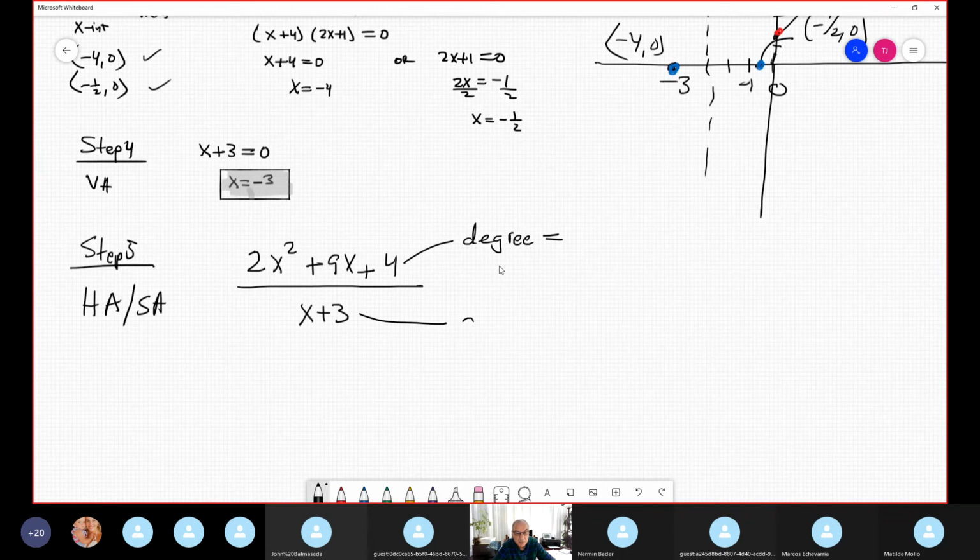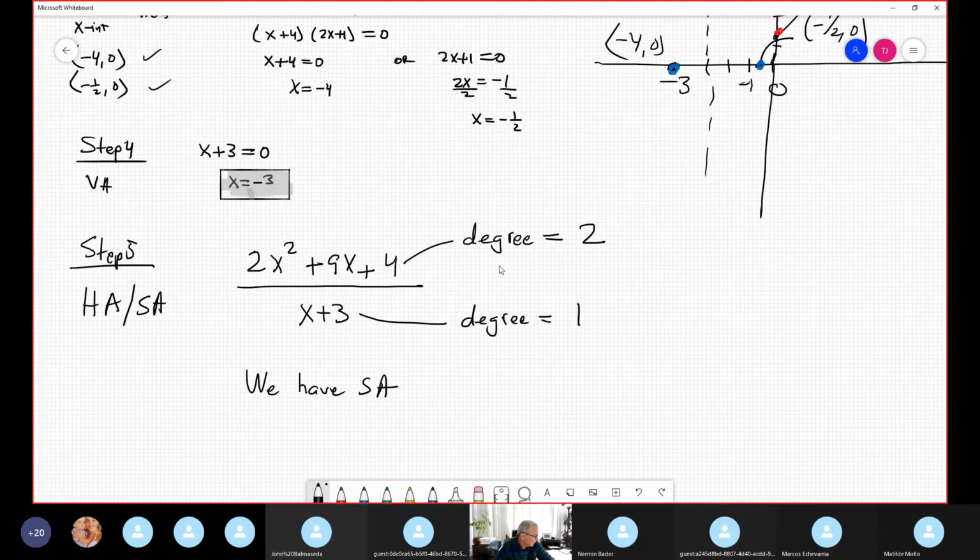What is the degree of the polynomial on the bottom? This is the key idea to understand this. Degree 2, degree 1. When the degree of the top is bigger than the degree of the bottom by one, what kind of asymptote do we have? Slant. The conclusion is we have a slant asymptote.